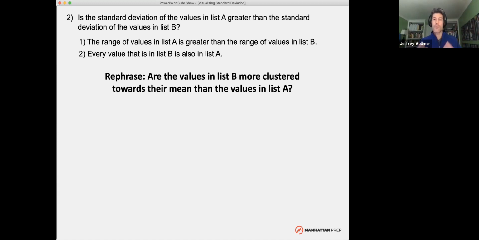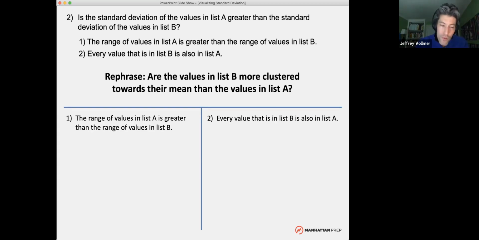But we don't have to calculate here. We're just trying to think in general. Standard deviation is about how values are dispersed around the average. It's asking, is the standard deviation greater in A? That means, are the values in B more clustered? I think rephrasing that is super key. Let's go tackle our statements.